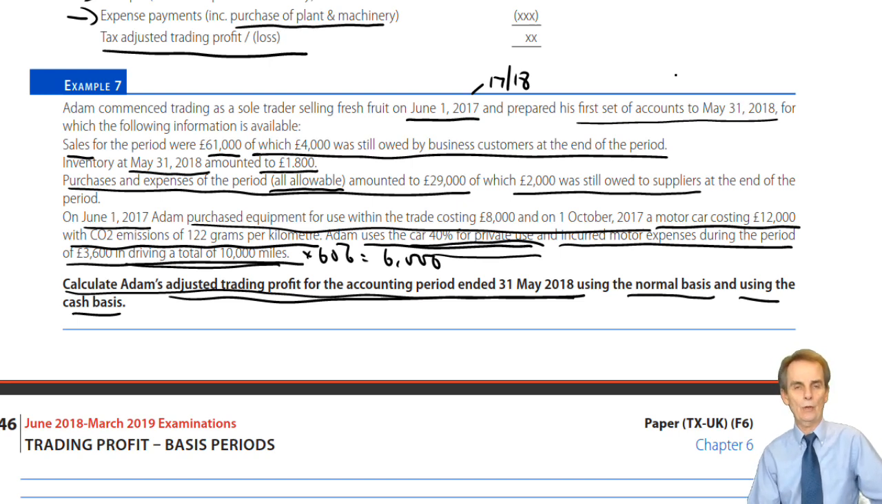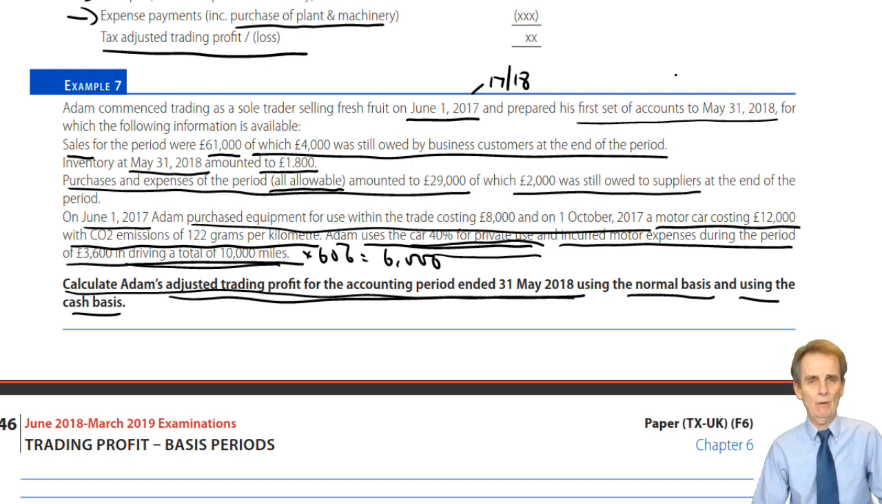You have to do your normal capital allowance computation. Do that first of all, and then we need to look at how we deal with the cash basis. Now that again, you should really be able to do. We know what the receipts are, the sales less the closing amount owed. We know what the payments are, the purchases less the closing amount that is owed.